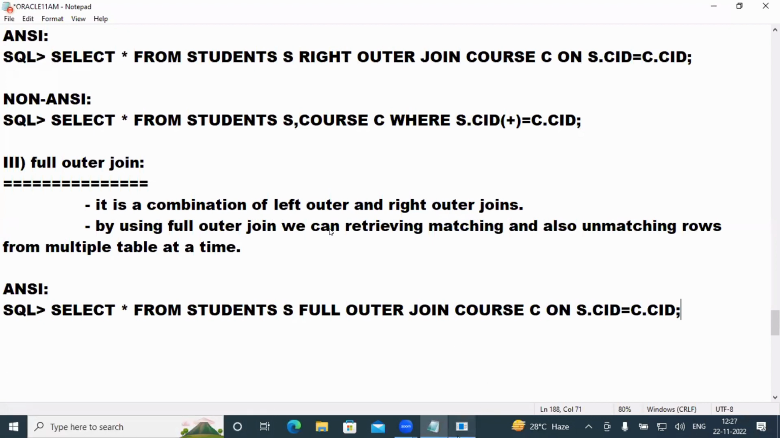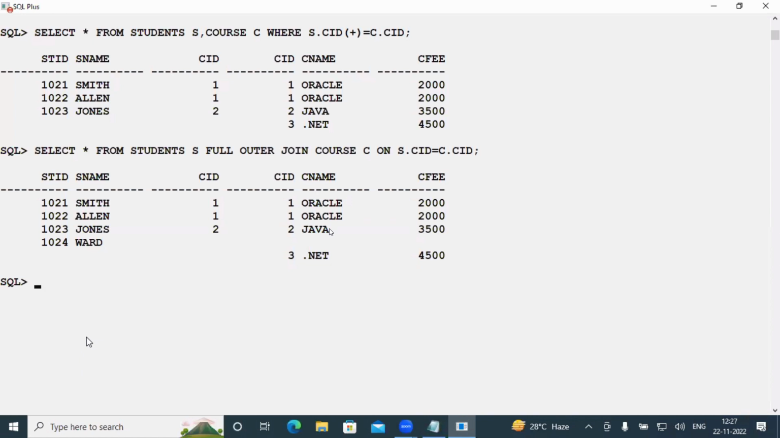Okay. Let me see. I'm going to try this. Select star from student S, course C where S.CID plus operator is equal to C.CID plus operator.